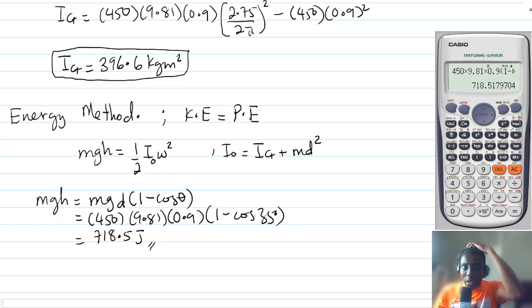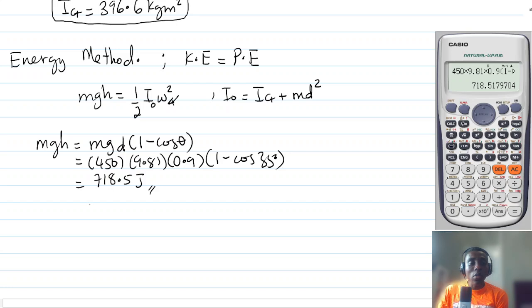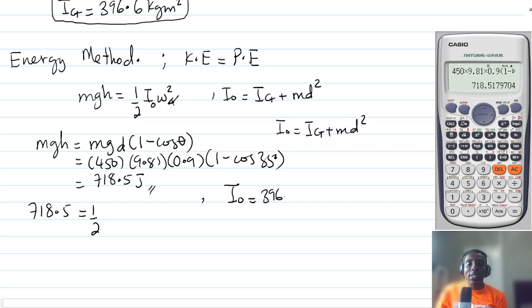So if we are interested in the kinetic energy, all we have to do is calculate this omega, because that is what will help us to calculate the dynamic force. Okay, so we can say that 718.5 is equal to half I omega squared. The I in this case is going to be I_G plus m d squared. This I_G is what we just calculated. So maybe let me calculate I naught.